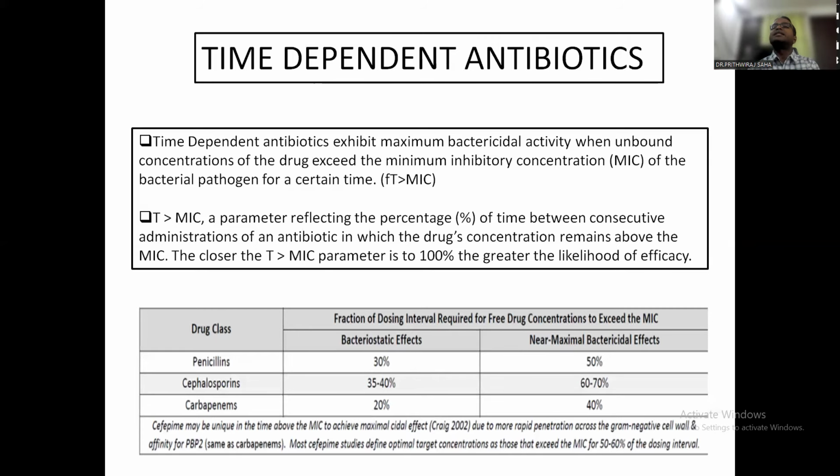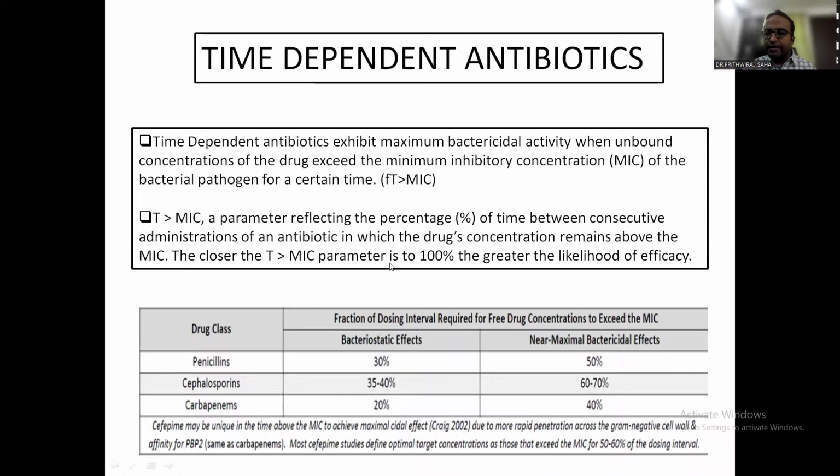The first drug is the time dependent antibiotic. We have already discussed what T percentage MIC means: the percentage of time between consecutive administrations of an antibiotic in which the drug concentration remains above the MIC.